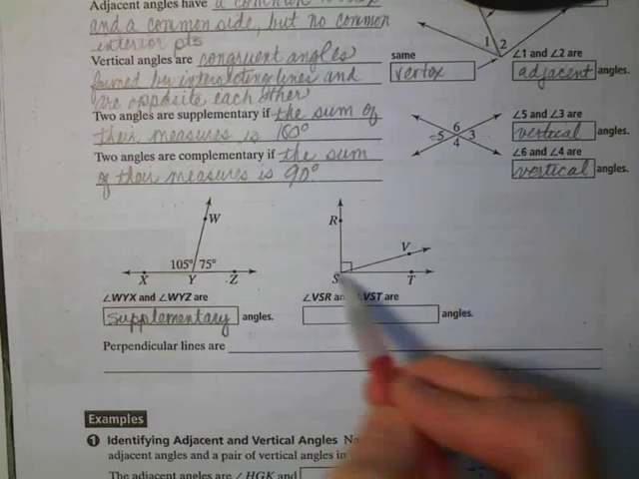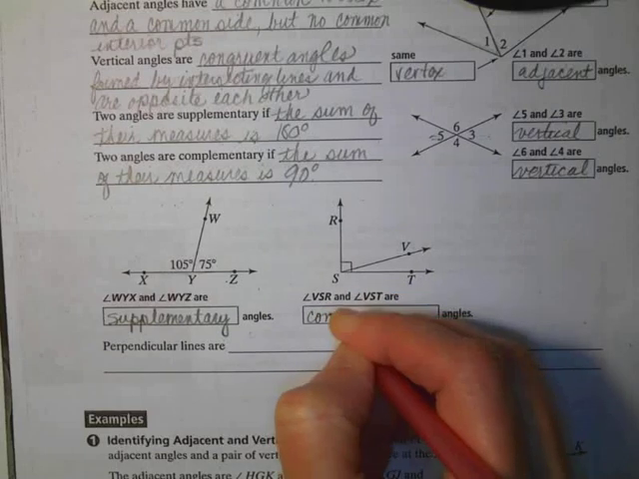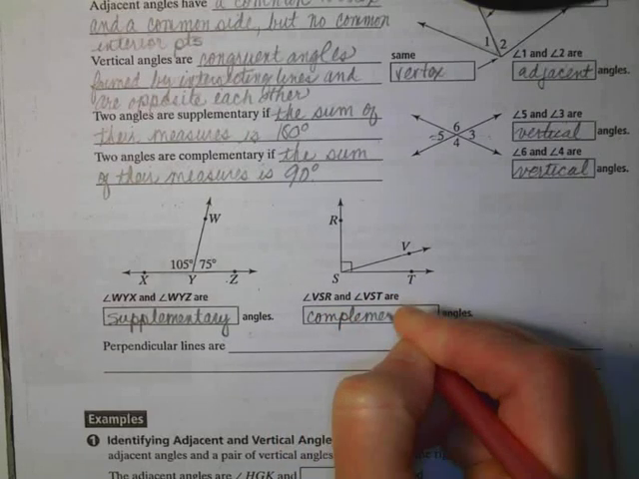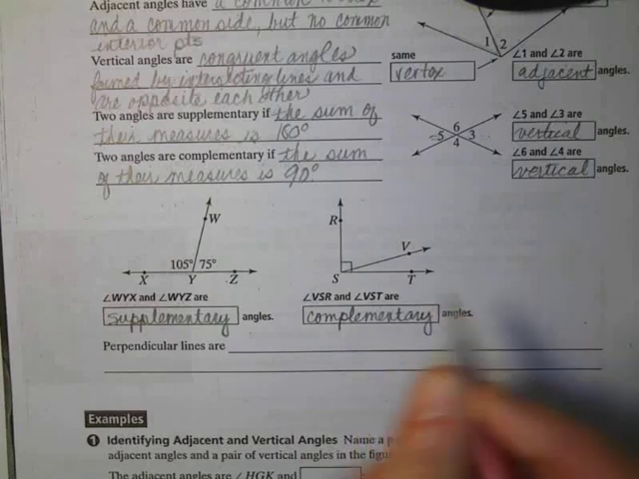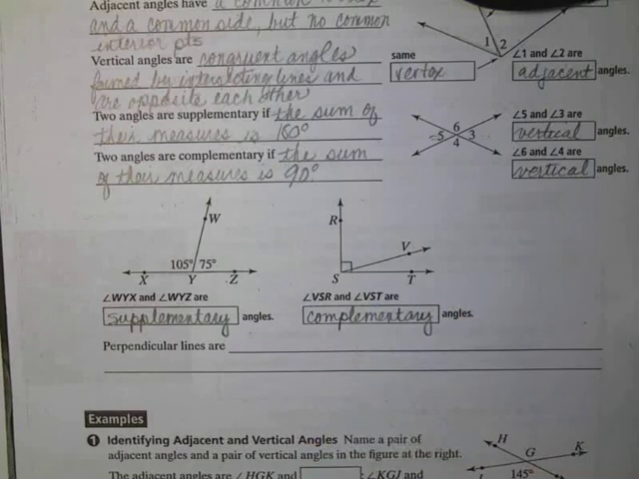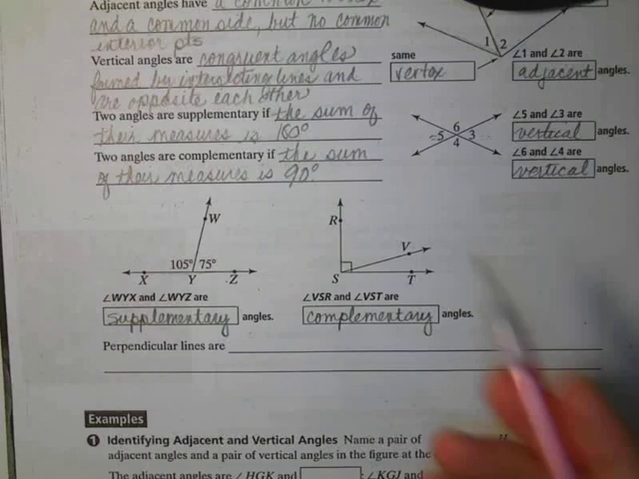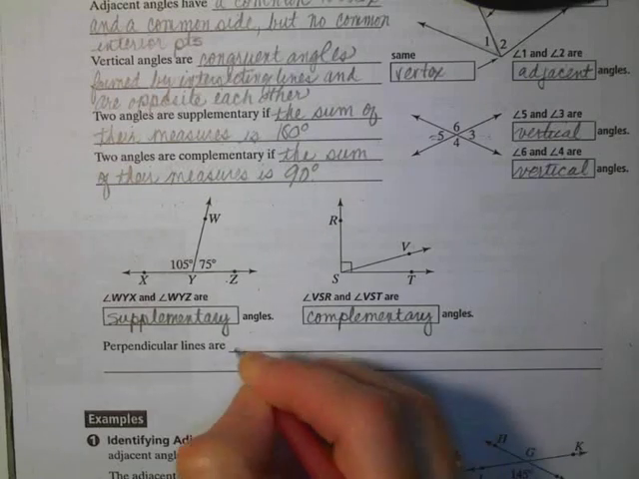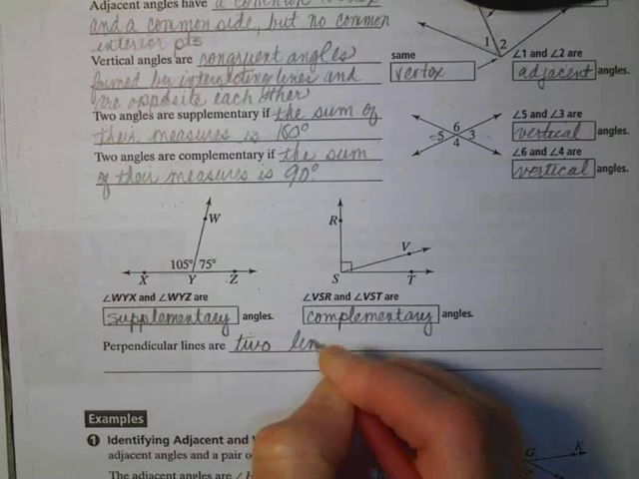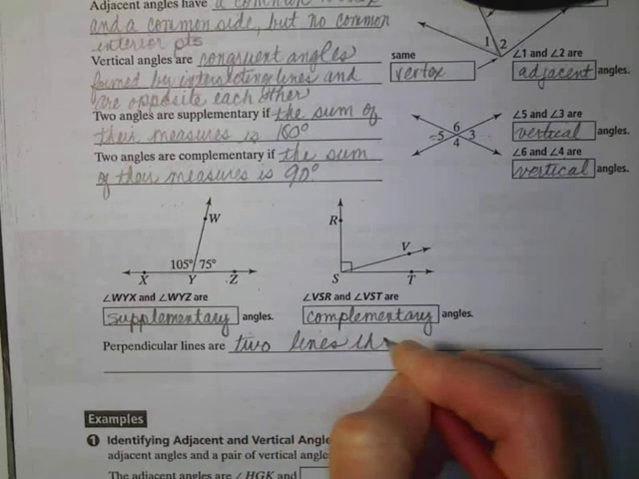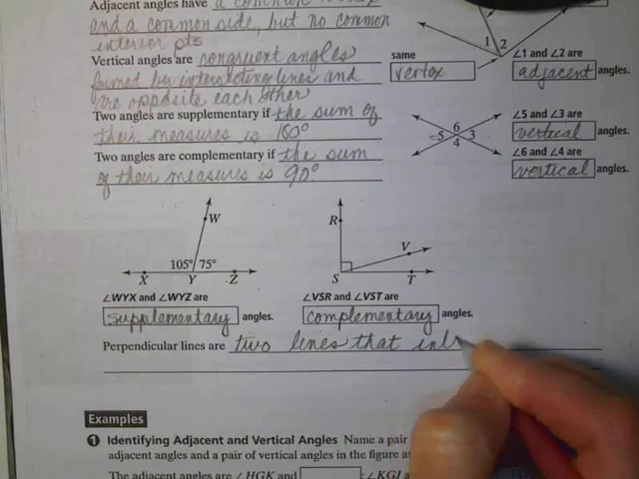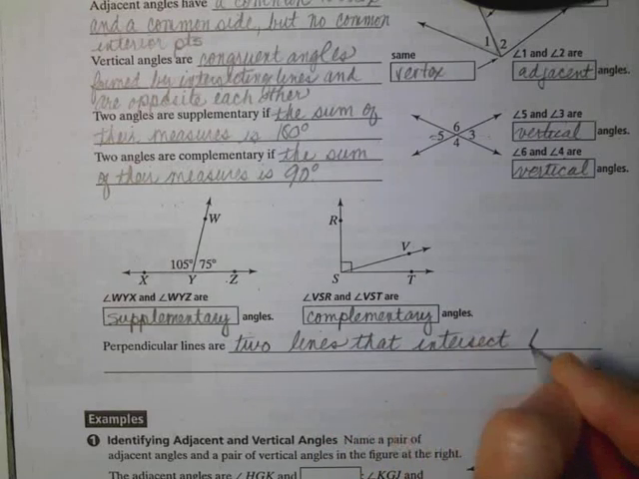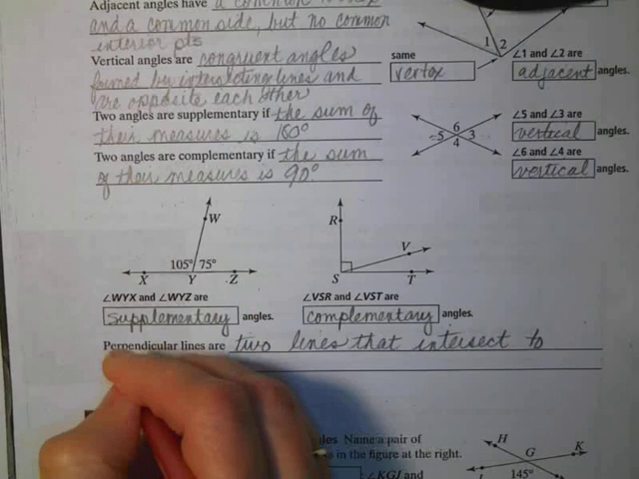Angle VSR and VST are complementary angles. We see the right angle in here. It's right to give a complement, so the two angles that make up a right angle would be considered complementary. Our final definition is perpendicular lines, and they are two lines that intersect to form right angles.